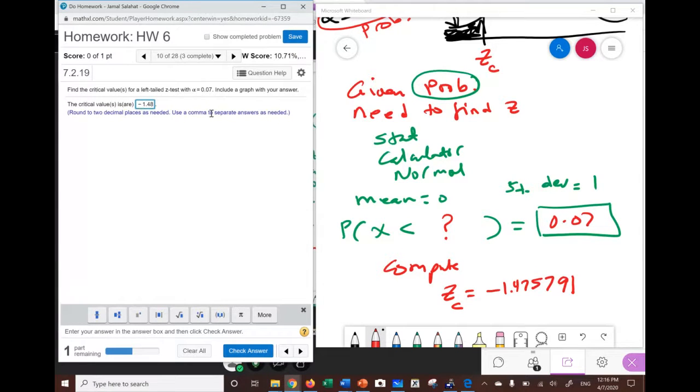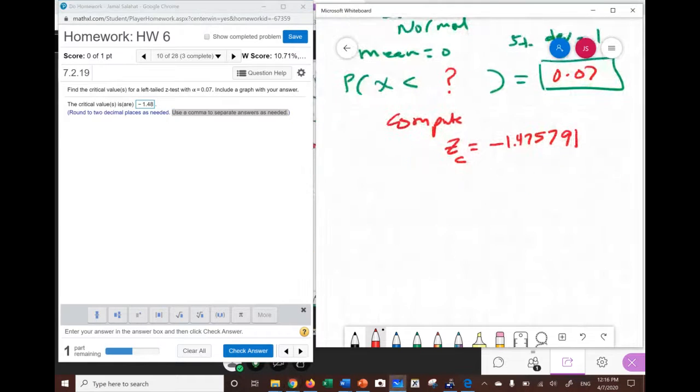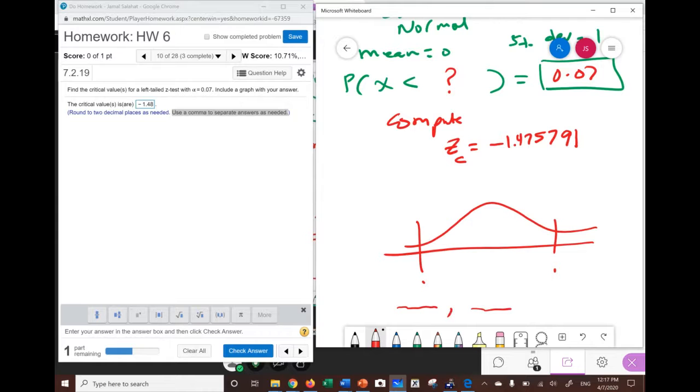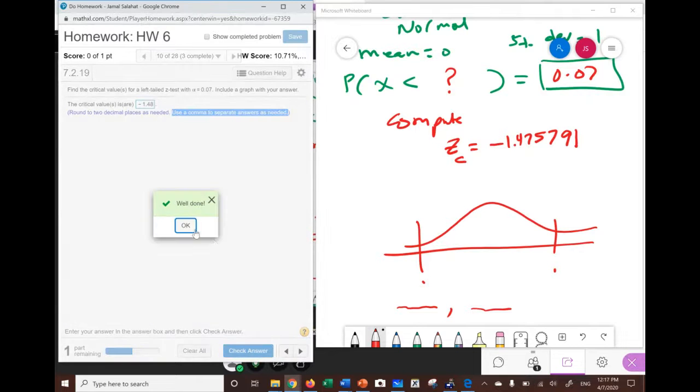Now let me stop for a second, because in here it says use a comma to separate answers as needed. Notice that you don't need that. Now we use a comma when we have 2 tails. If we have 2 tails, then we end up with 2 Z criticals, one in the left and one in the right. So when we write them, we write the first one, comma, we write the second one. In this case, we don't have to do that because there's only one critical. So when we check the answer, it is okay.